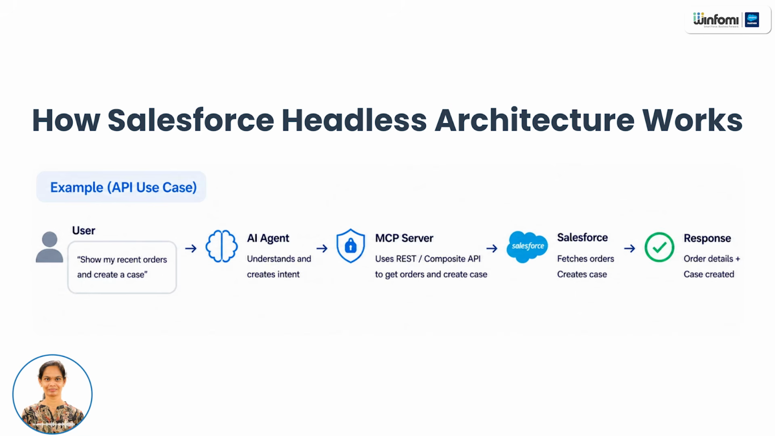So let's see how Salesforce headless architecture works. Let's say a user gives a request like show my recent orders and create a case. Now the request goes to the MCP server, which is the most important part. MCP acts as a bridge to Salesforce and uses Salesforce APIs to perform actions. Salesforce processes the request, fetches orders, and creates the case. So in simple terms, the request goes to the API, MCP handles it, and Salesforce executes it.